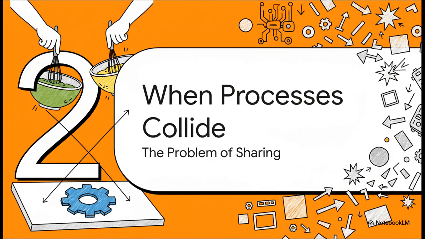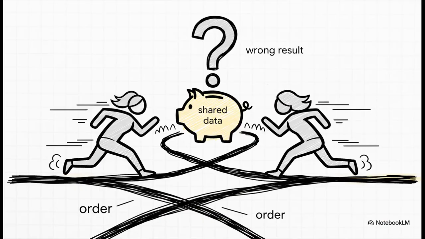Okay, so having all these chefs in the kitchen is awesome for getting a lot of food out, but it also creates a massive new problem, right? What happens when two or more of them need to use the exact same part of the countertop, or the same salt shaker at the exact same time? This is where things can get really messy. It leads to something called a race condition.